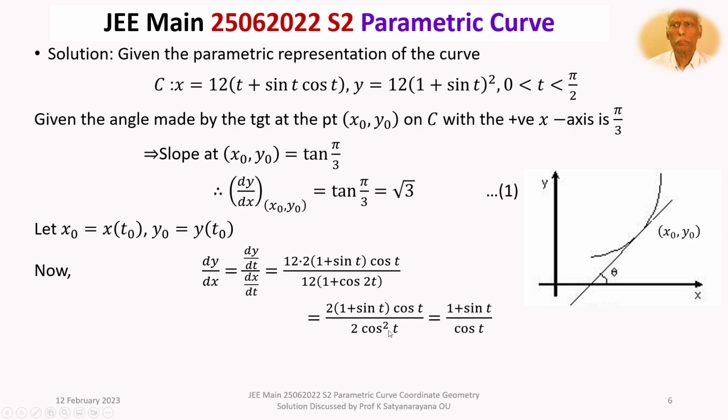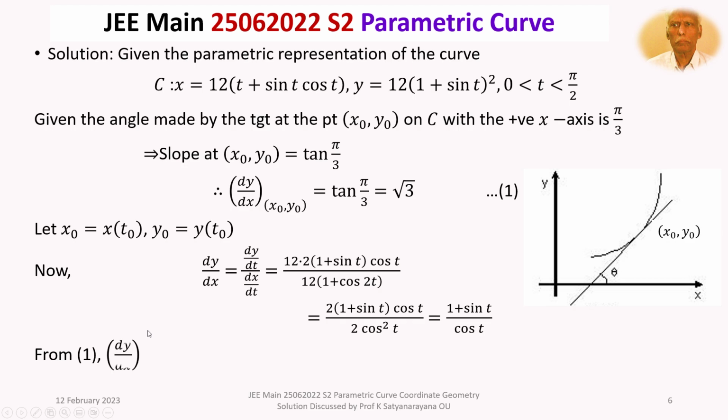Now cancel cos t in both numerator and denominator. We need not worry because t = π/2 is not in the domain of definition of the parameter t, which lies between 0 and π/2. So t is not equal to π/2, and therefore we can cancel cos t. So (1 + sin t)/cos t is dy/dx.